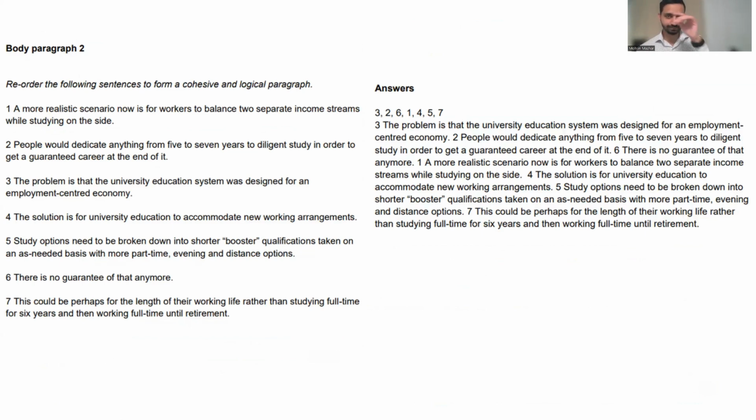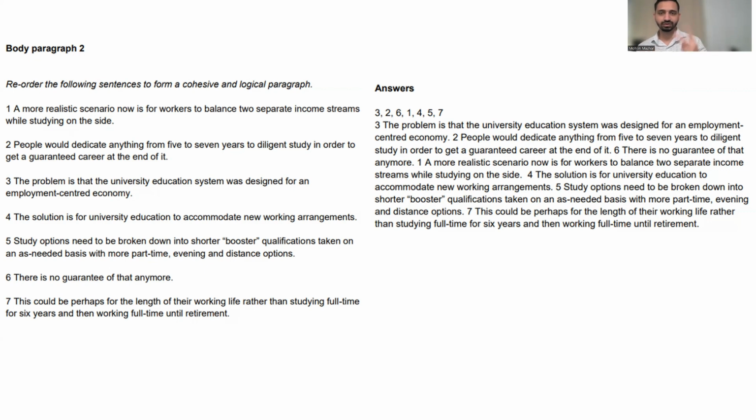So the first answer is number 3. That's the topic sentence. The problem is that the university education system was designed for an employment-centered economy. That's my topic sentence, and all of the sentences should be connecting back to it, right? So again, let's read it again. The problem is that the university education was designed for an employment-centered economy. So all of the university degrees were trying to bring us into the economy, which was employment-centered, right?